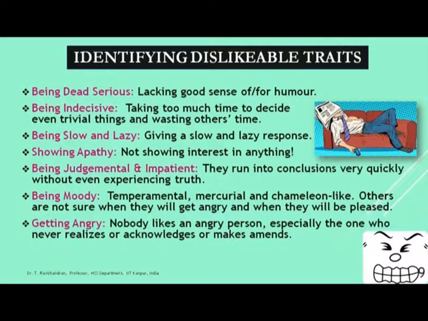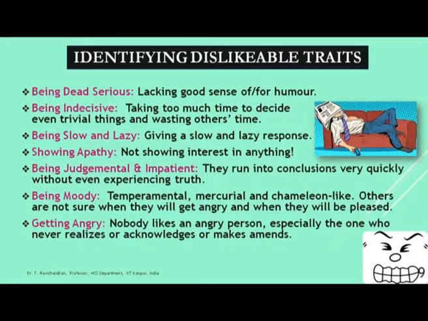The next dislikable quality is if a person is being judgmental and impatient. What do they do when they are judgmental? They will run into conclusions so quickly without even experiencing the truth, without even reasoning it out. They will just immediately think that, oh, this person is a bad guy and this one is good. That is again a wrong judgmental assessment.